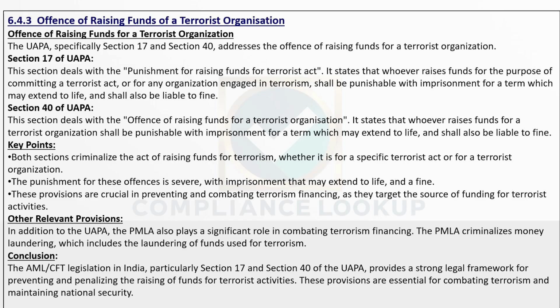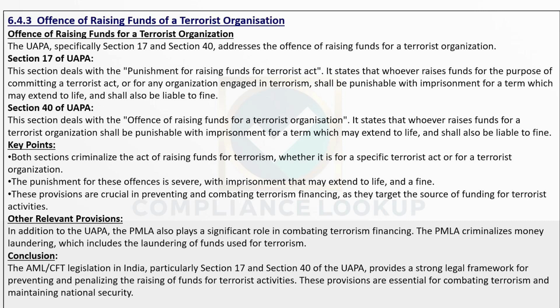Section 40 of UAPA. Section 40 addresses the offense of raising funds for a terrorist organization. It makes it illegal to raise funds for any group or organization that is declared to be involved in terrorism, even if the funds are not directly meant for a specific terrorist act. Example: suppose an individual is raising funds for an organization like the Indian Mujahideen, which is recognized as a terrorist organization. Even if the funds aren't immediately tied to a specific attack, the person is still committing an offense under Section 40.